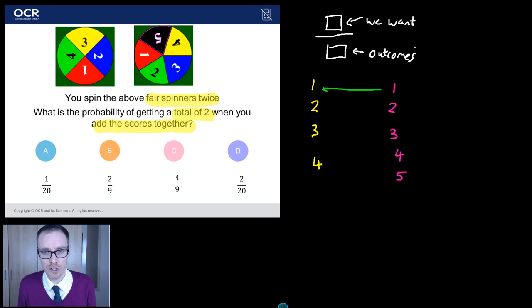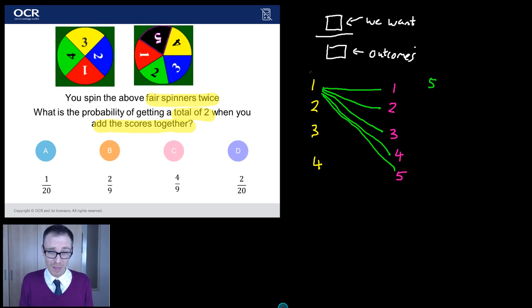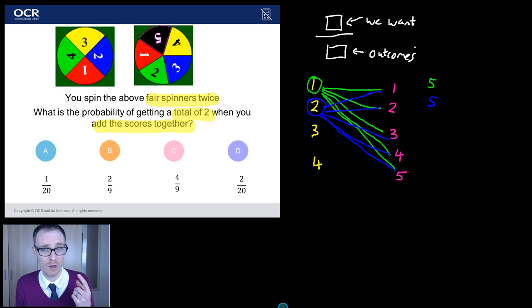If you get a 1 on the first spinner, you could get a 2 on the second spinner. There's another possibility. You could get a 1 on the first and a 3 on the second, a 1 on the first and a 4 on the second, a 1 on the first and a 5 on the second. So straight away, we've got 5 different possibilities there. But that's just starting with a 1. Imagine instead that you got a 2 on the first spinner, where you could get a 1 on the second spinner, a 2 on the second spinner, and so on. So for each one of these numbers, there's going to be 5 different things that can happen. So for everything you get on the first spinner, you could get 5 different things on the second spinner.